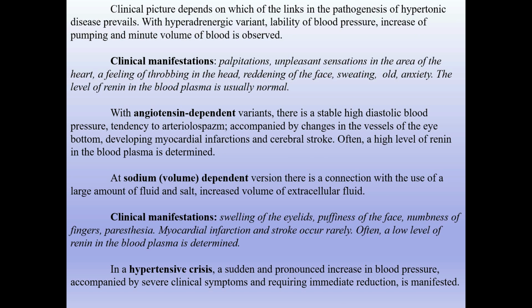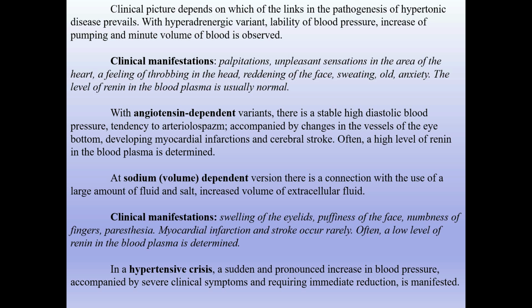The clinical picture depends on which of the links in the pathogenesis of hypertonic disease prevails. With the hyperadrenergic variant, lability of blood pressure and an increase of stroke and minute volume of blood are observed. Clinical manifestations: palpitations, unpleasant sensations in the area of the heart, a feeling of throbbing in the head, reddening of the face, sweating, cold, anxiety. The level of renin in the blood plasma is usually normal.